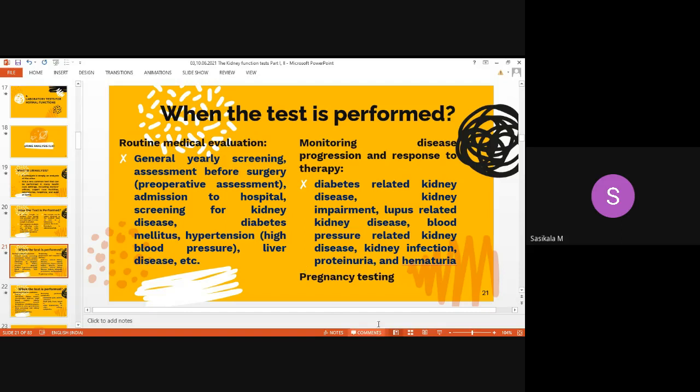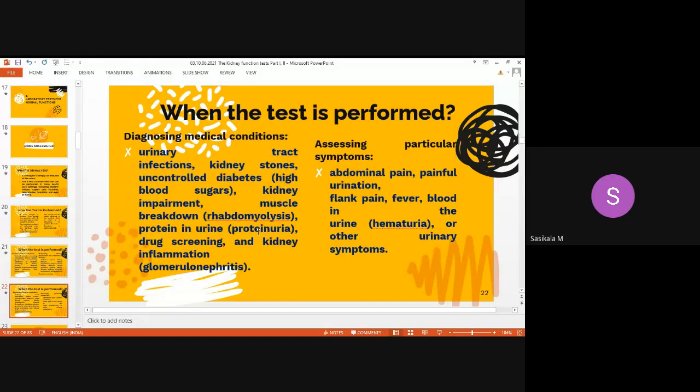Then pregnancy testing. Even at home, we can perform pregnancy testing by taking the urine sample. So these are all the conditions where we need to perform urinalysis. One is routine medical evaluation, second is monitoring disease progression and response to therapy, then pregnancy testing. All this can be done with urinalysis.